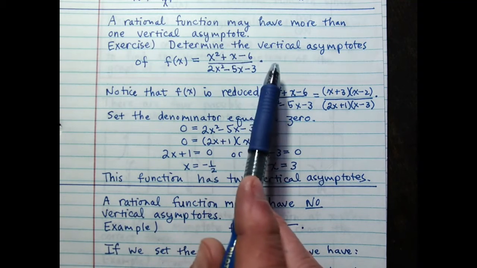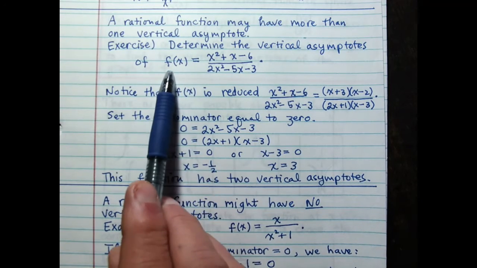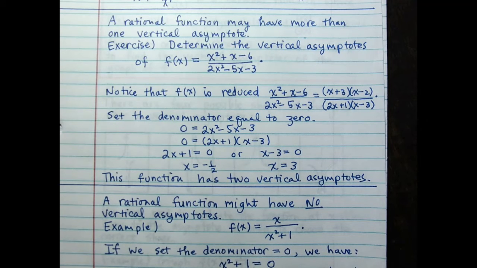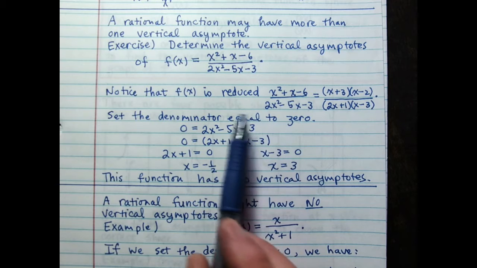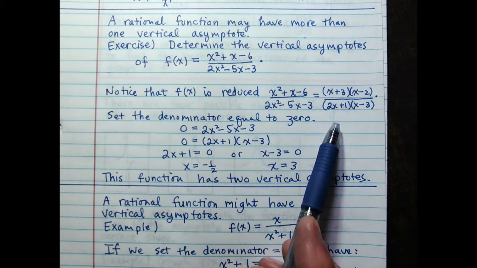It could have 2, 3, 4, 5, 6, any number. So determine the vertical asymptotes of this rational function, x squared plus x minus 6 over 2x squared minus 5x minus 3. So we're not going to graph this one. We're just going to try to find the vertical asymptotes. Notice that f of x is reduced, because we do need reduced form when we're looking for vertical asymptotes.